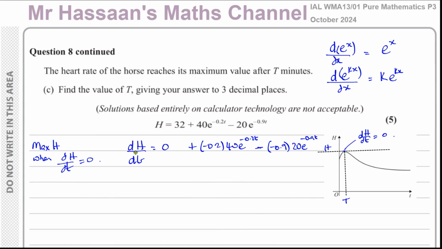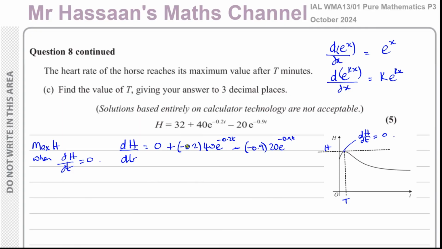Kind of going out of space there. Now we can simplify this. So dh/dt is going to be 0.2 times 40. That's going to give you 8. That's right. So that's 8 times e to the power of negative 0.2t.